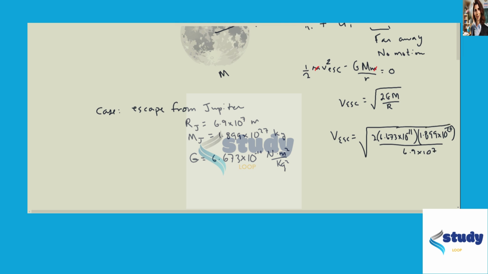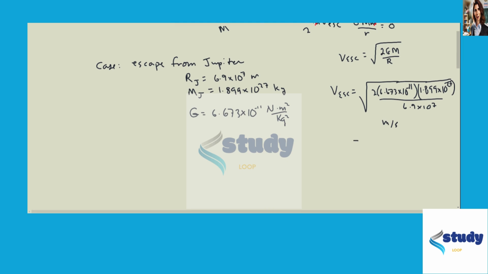And provided we used SI units, that should come out in meters per second. And we get of the order of 60,600 meters per second. So that would take quite a bit to escape off of the surface of Jupiter.